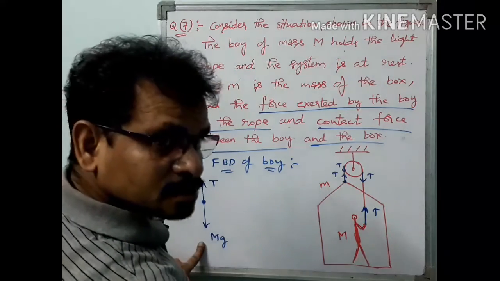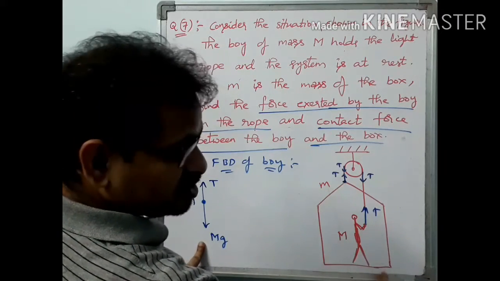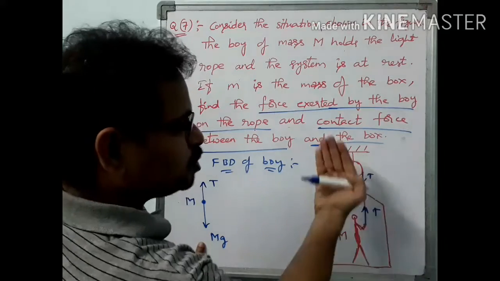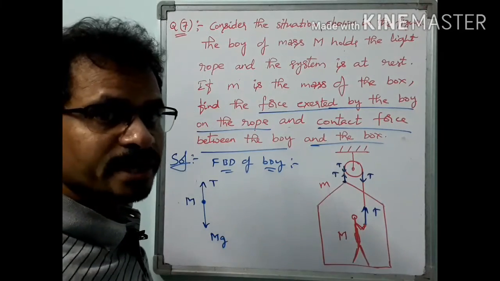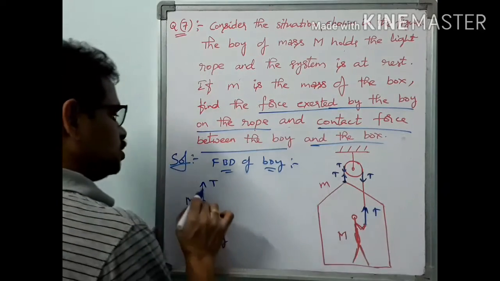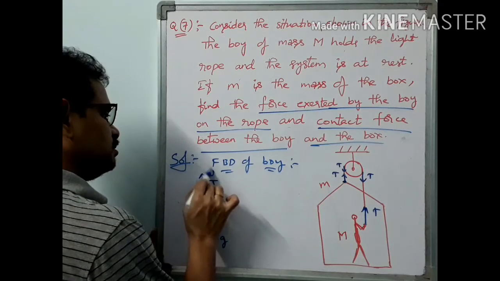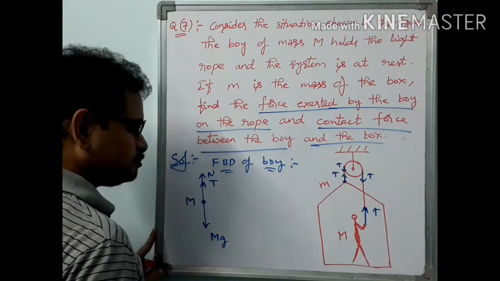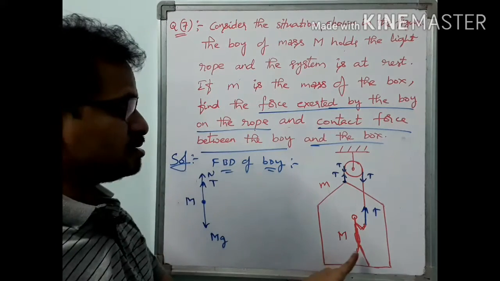And any other forces? He is in contact with the floor of the box here. So the box pushes him in the upward direction. I told you contact force is a pushing force, so it acts in the upward direction. So that is N here. Got it? All the forces that are acting on the boy.